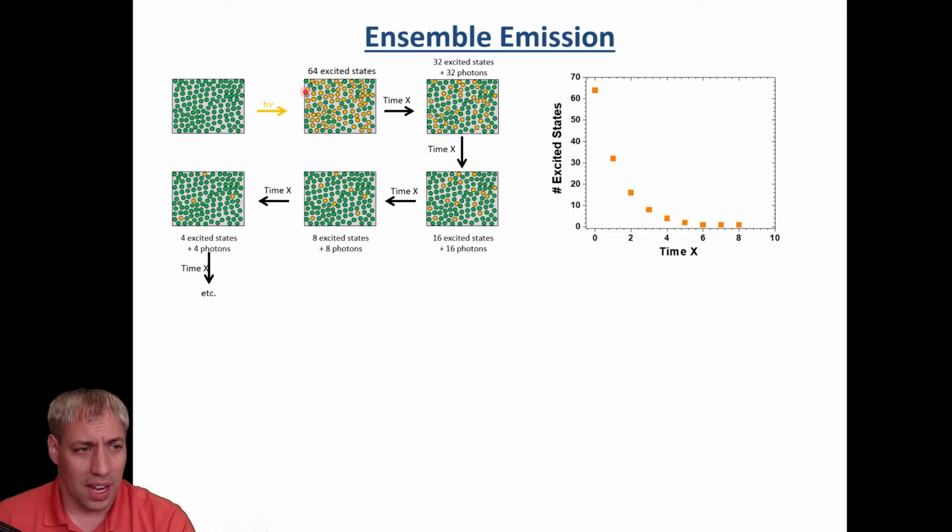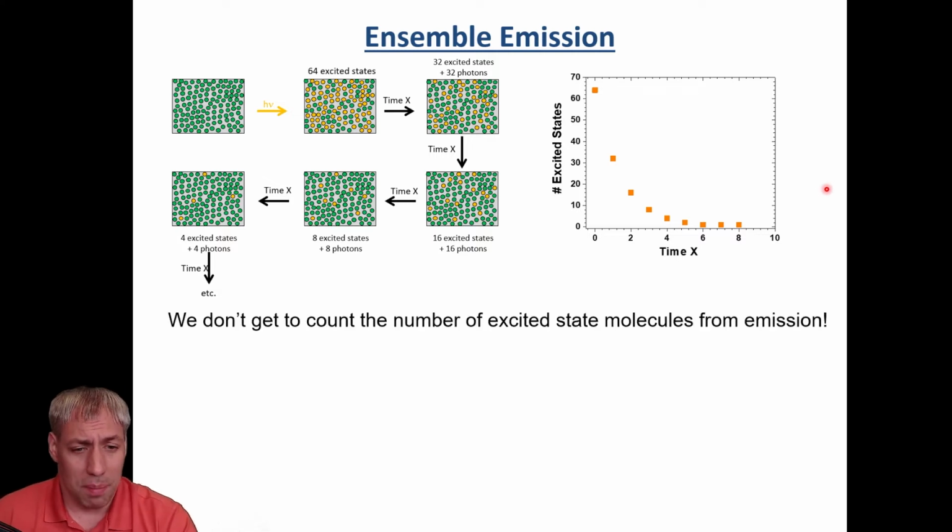And so if we were able to count these excited states experimentally, we'd say it goes from 64 to 32 to 16 after 1 time period, 2 time periods. And you get a graph that looks something like this, right? We started out at 64, now we're down to 32, so on and so forth. You're essentially getting an excited state decay.